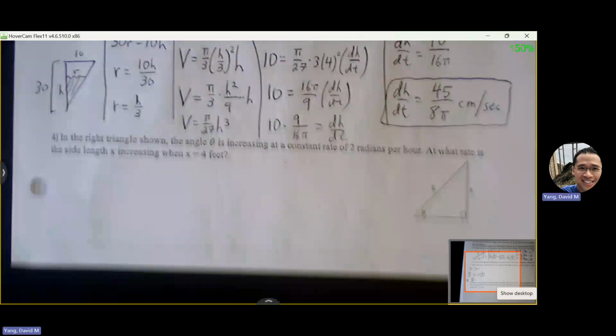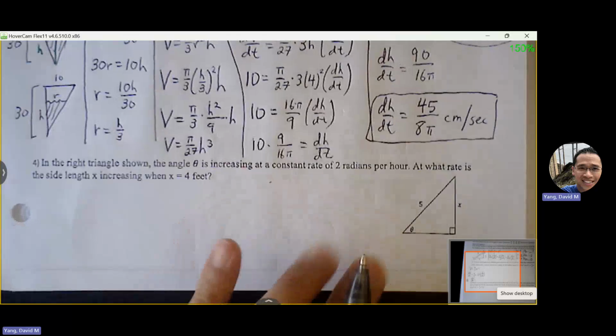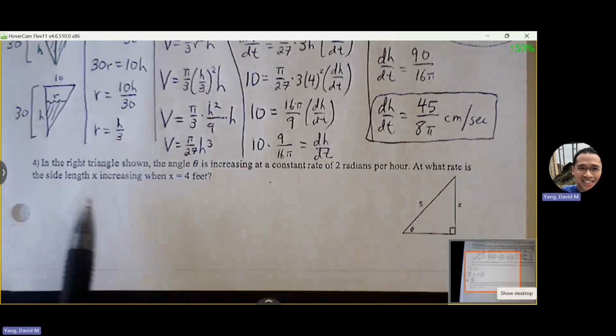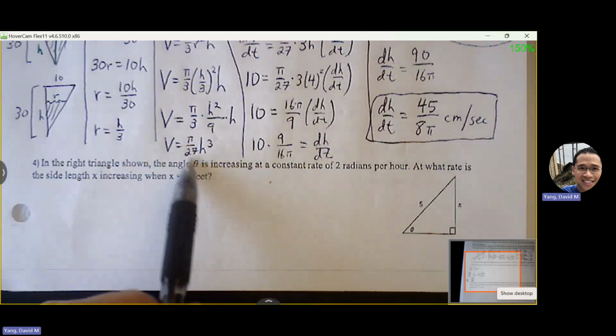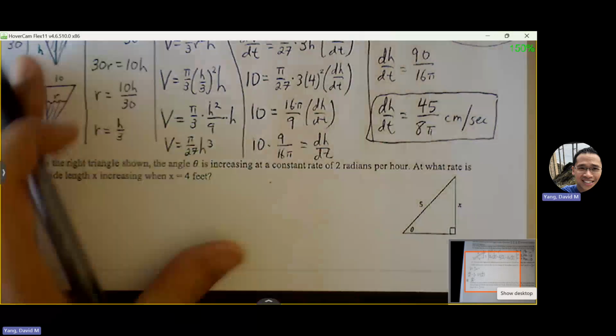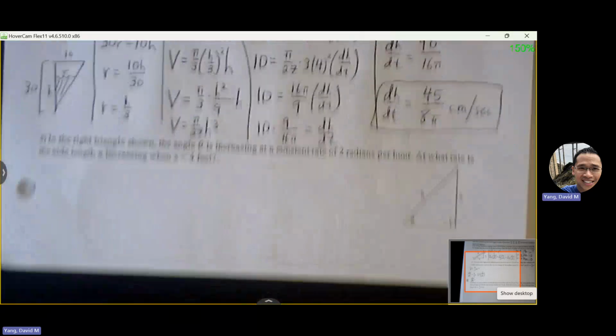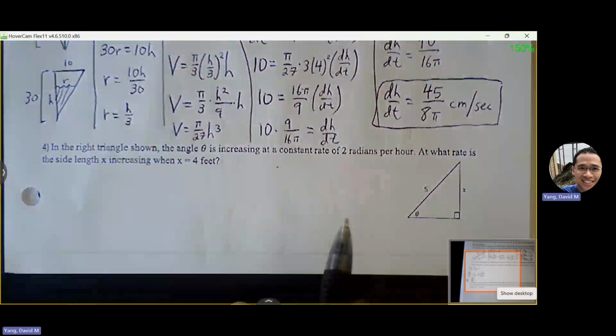Okay, number 4. We have a right triangle shown. The angle theta is increasing at a rate of 2 radians per hour. At what rate is the side length increasing? So anytime you see theta involved, you know it's got to be a trig relationship. We got to create a trig equation, either using sine, cosine, or tangent. So that's going to be our starting equation, some trig equation before we find the derivative.